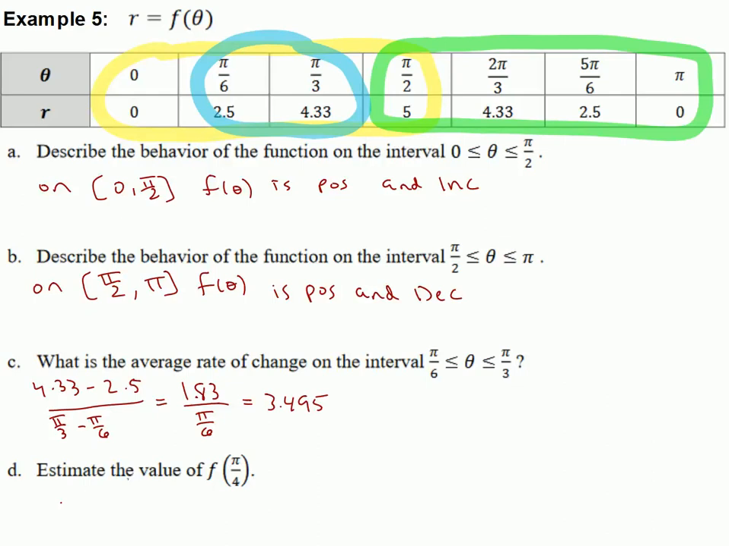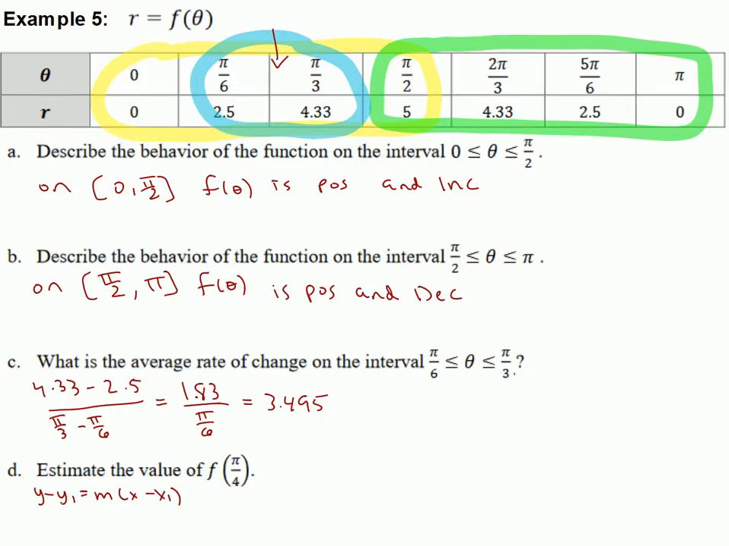Okay, now this next question, estimate the value of pi over 4 in the function. Pi over 4 would fall right here, smack in the middle there, right? So this is something that we do a lot in calculus. You guys might remember this from Algebra 1. y minus y1 equals the slope, and then x minus x1, this is called point slope form. Well, in this case, I'm just going to pick an easy point that's on that interval that we just found the slope for, because this is going to be our slope.